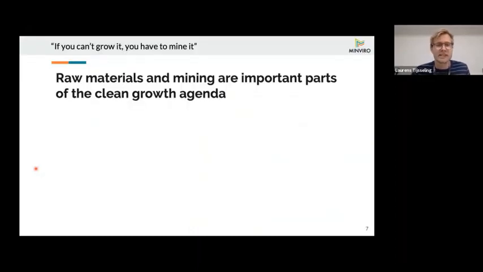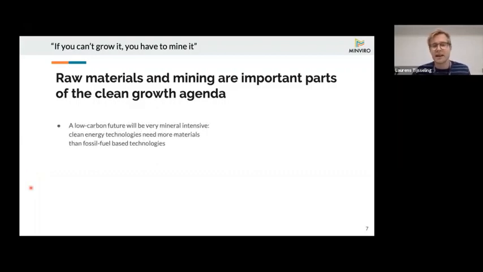And the reason why this is so important for mining is because raw materials and mining are really important for the clean growth agenda. We've all heard, if you can't grow it, you have to mine it. And a low carbon future will be very mineral intensive. Clean energy technologies need more materials than fossil fuel based technologies, and they need materials that we actually haven't been extracting as much up to date.